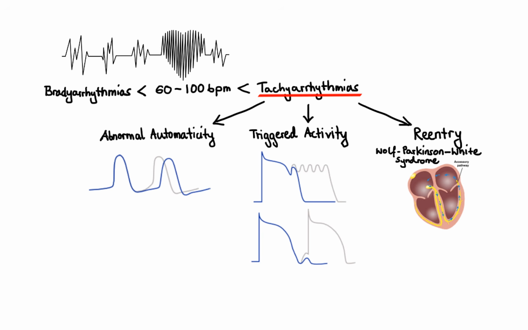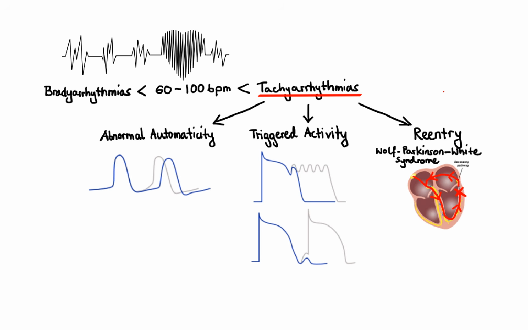So normally, the electrical signal travels from the SA node to the AV node to the bundle branches, and once it reaches the Purkinje fibers, it stops and waits for another signal from the SA node. Now, when the accessory pathway appears, the signal travels through this pathway from the ventricles back to the atria, causing them to contract before the SA node fires again. This creates an abnormal loop of electrical activation circulating through a region of heart tissue, causing tachyarrhythmia.